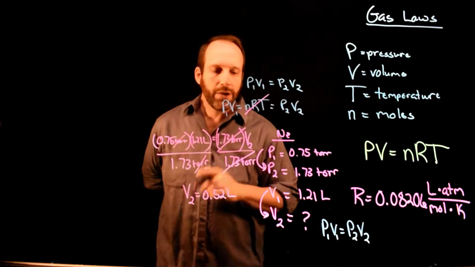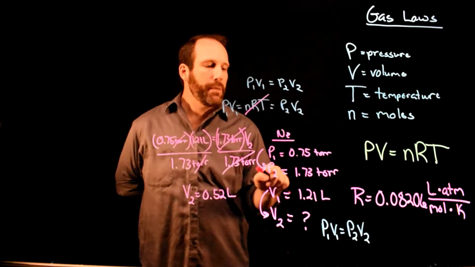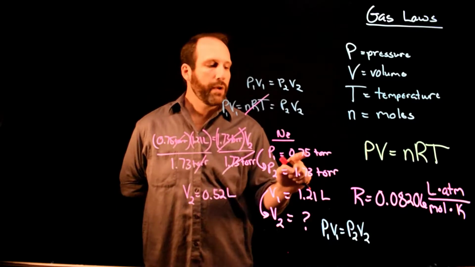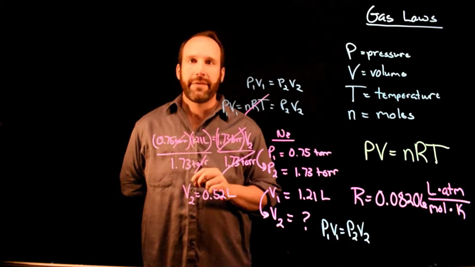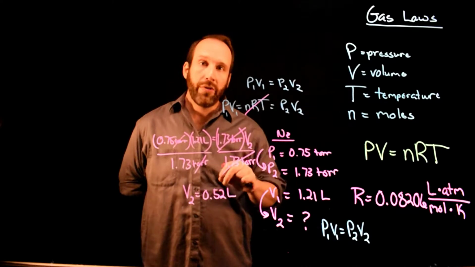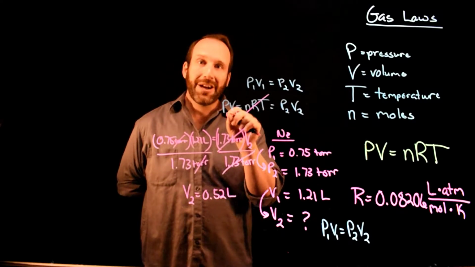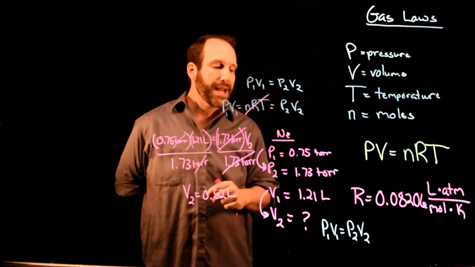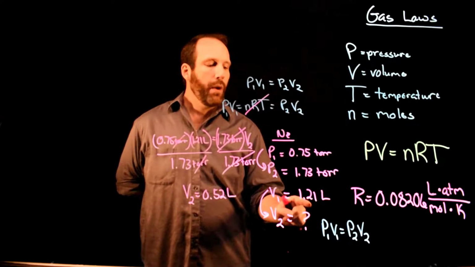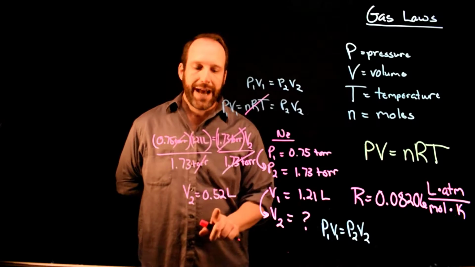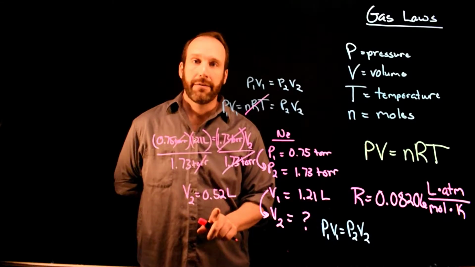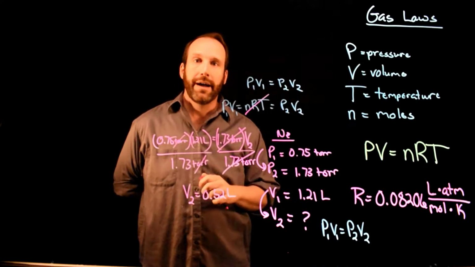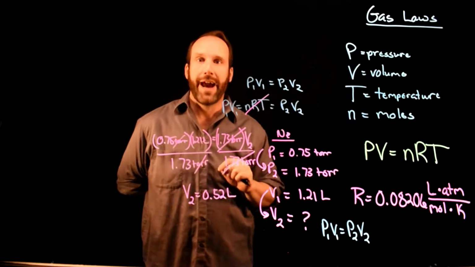Okay? And look what's happening in the equation. P1 to P2, we're more than doubling the pressure, right? We're going from 0.75 to 1.73. Okay? We're more than doubling it, so we should be cutting the volume by more than half, right? And that's exactly what we're doing. We're going from 1.21 liters down to just above a half a liter. Okay, so more than doubling the pressure cuts the volume in half, right, or more than half.